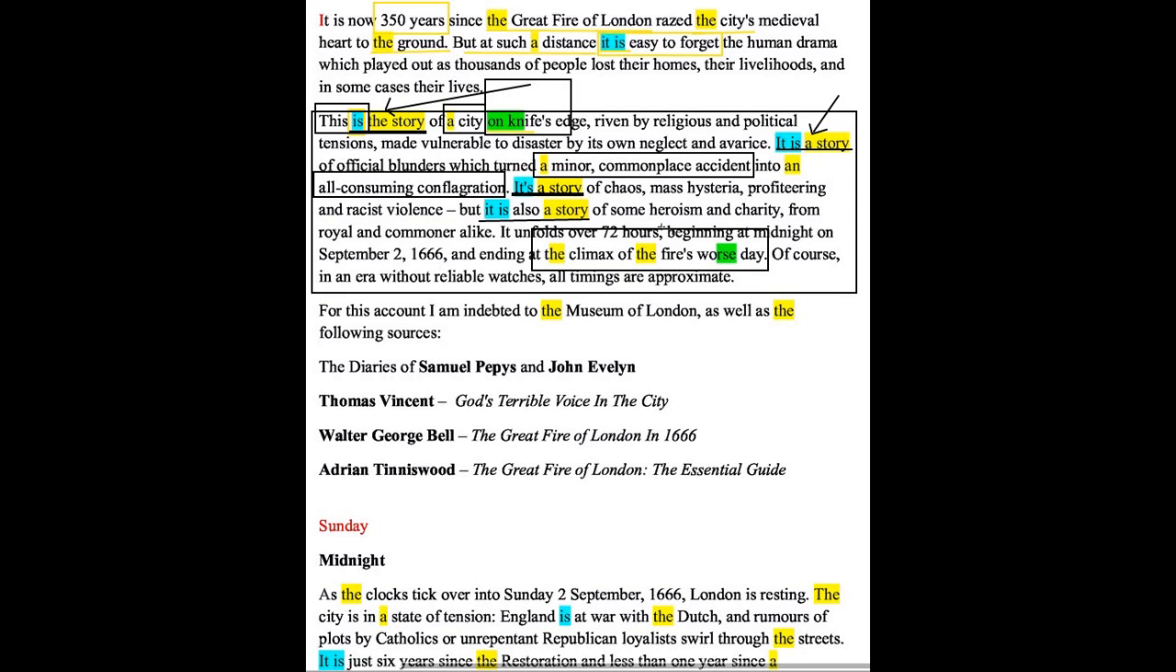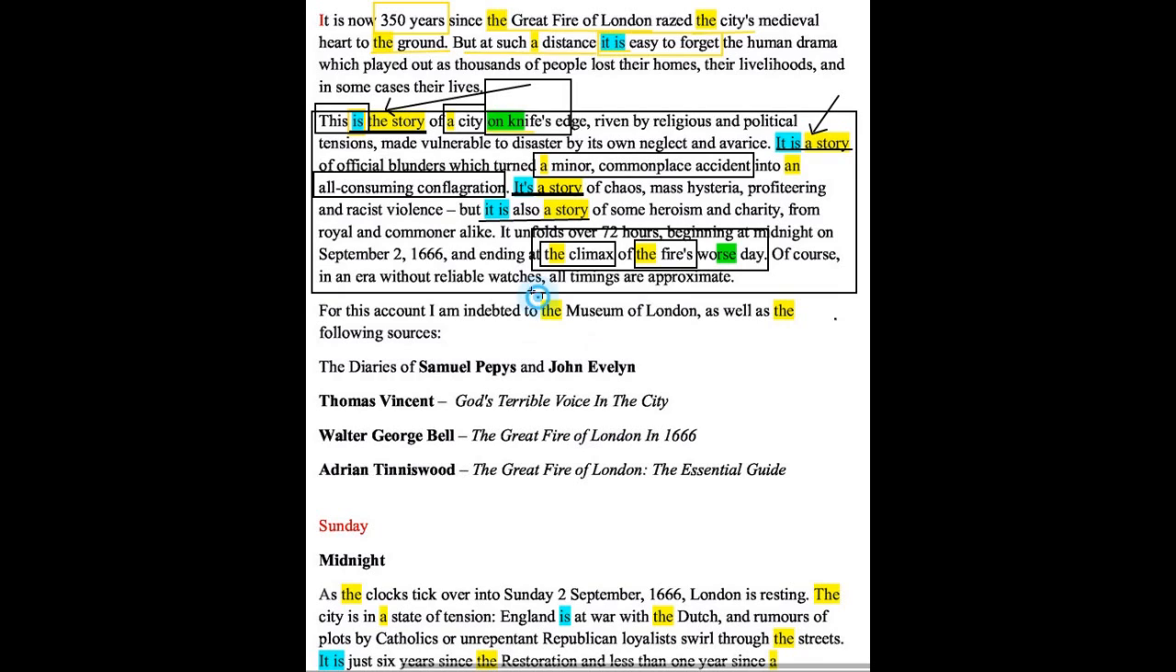So it unfolds over 72 hours, beginning at midnight on September the 2nd, 1666, and ending at the climax of the fire's worst day. So here we need the climax because it's qualified by a definite noun, the fire. And if you've got of and a definite noun, very often it's going to be definite because we know which climax. It's the climax of the fire's worst day. Yeah, and there was only one climax of the fire's worst day, which happened at a particular, definite time. And so it really must be definite articles for these three.